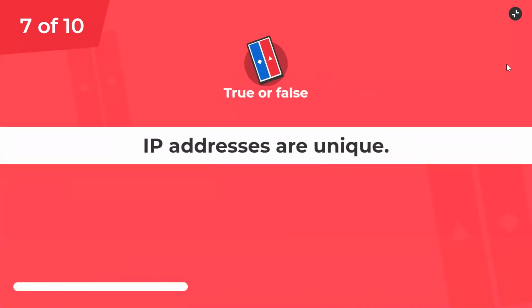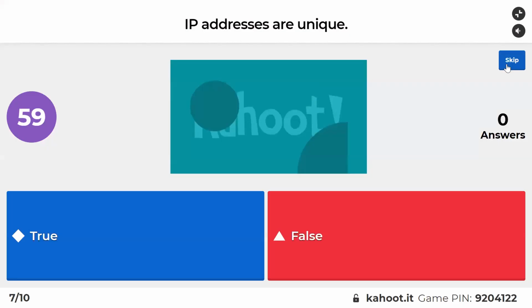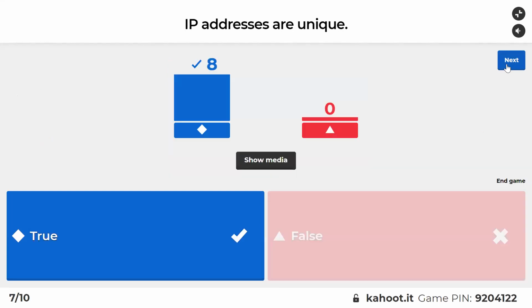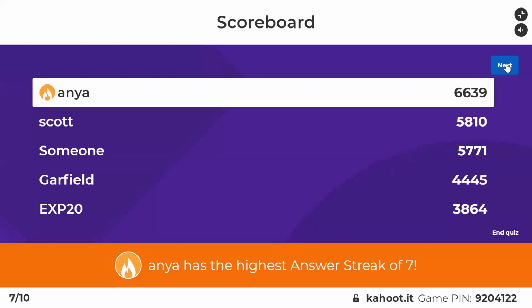True or false? IP addresses are unique. Okay, good. Everyone got this one correct. IP addresses are in fact unique. You cannot have two devices with the same IP address. And the network name also cannot be the same as a host's IP. Okay, the leaderboard has remained unchanged. Looks like Anya is probably going to win this one.